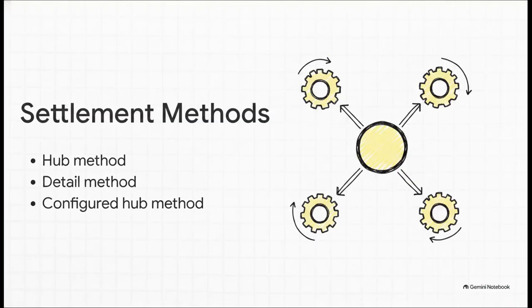Moving right along to Section 2, three settlement methods, your tools for balancing. When you're setting up these settlements, you basically have three distinct methods in your toolkit: the hub method, the detail method, and the configured hub method. Depending on your corporate structure and how you actually want to route those balancing entries, you'll pick one of these to drive your automated accounting.